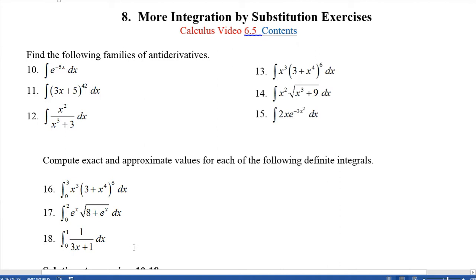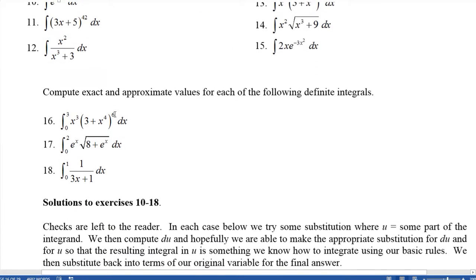So we're looking for exact values, not just decimal approximations, for these definite integrals, which will be a number. And we're looking for a formula, which will be a family of antiderivatives. Don't forget the plus c at the end. Okay, so let's get started with this.